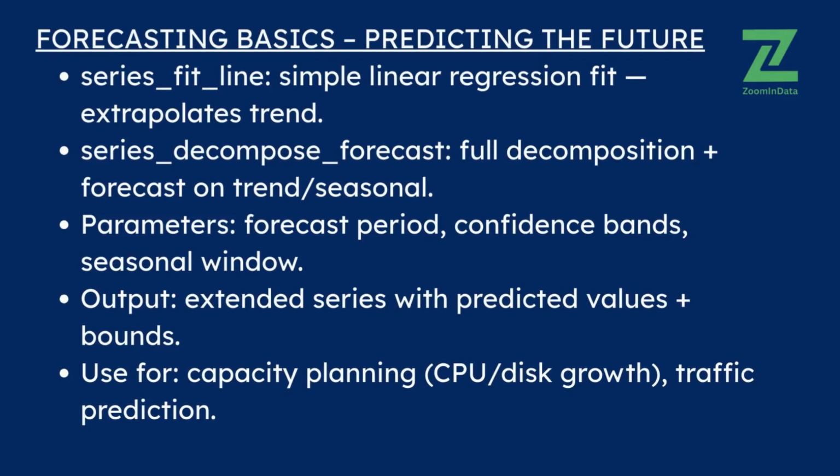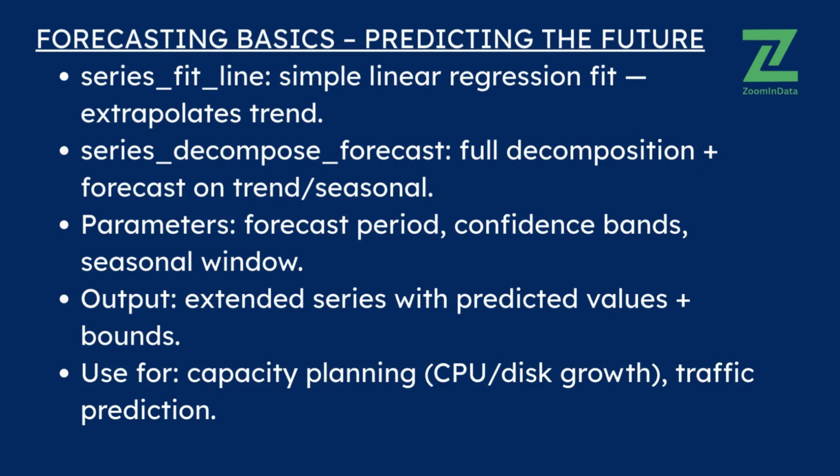Forecasting basics start with simple and go sophisticated. Series_fit_line does linear regression on the series, fits a straight trend line and extrapolates forward, great for steady growth or decline patterns. Series_decompose_forecast is more powerful, decomposes into trend plus seasonal plus residual, forecasts the trend and seasonal parts, then recombines with confidence bands. You control forecast horizon, how far ahead, seasonal window size, and confidence level.